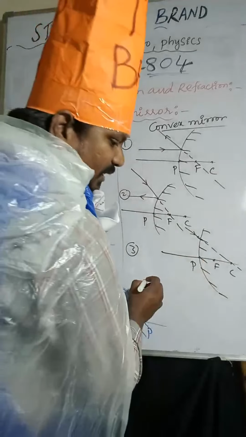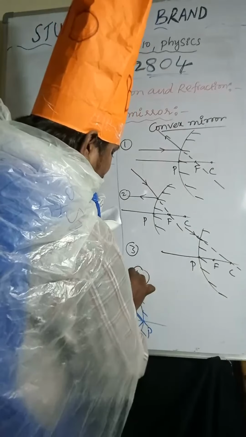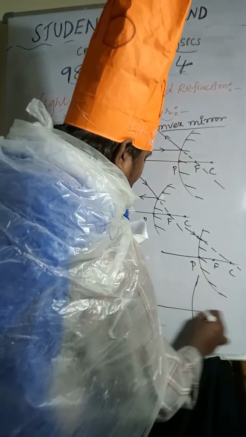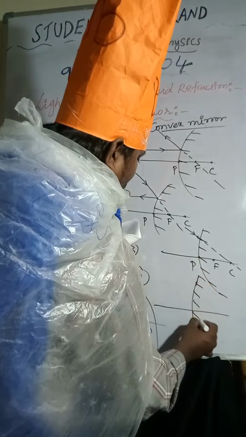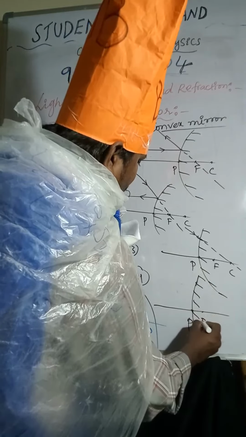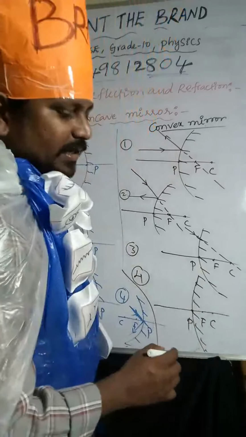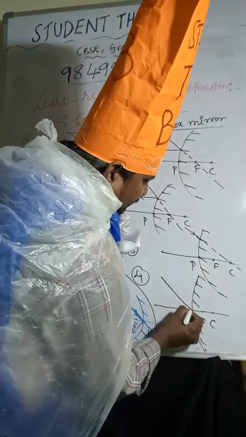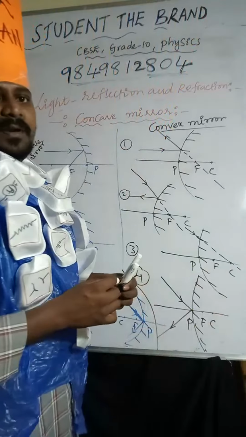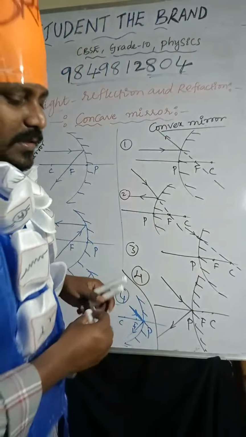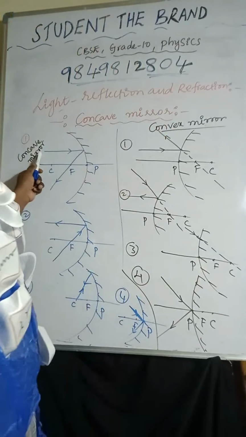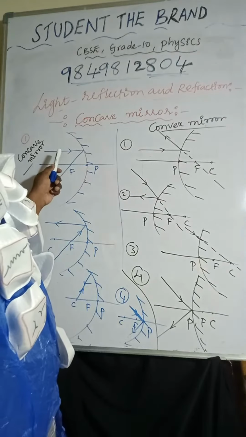And coming to the fourth one: this is the pole, focus, center of curvature. A light ray incident at the pole reflects back into the same medium. So these are the ray rules of concave mirror and convex mirror.